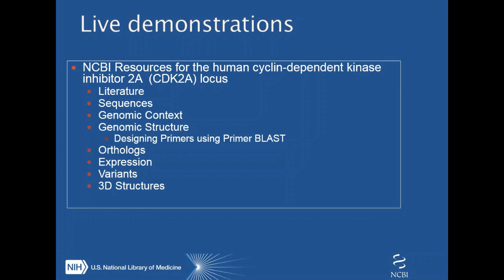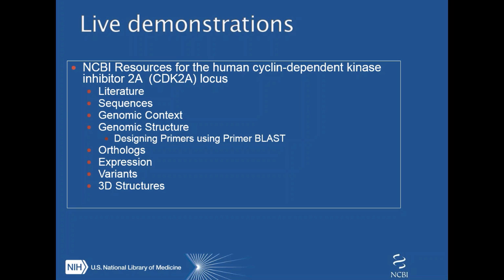Okay, so what I want to do now, hopefully with less technical problems, is to jump out of the slides here and to go into a web browser and do some live searches to show you a few things. So we're going to work with this gene that's called the cyclin-dependent kinase inhibitor 2A, CDKN2A, which is actually a complex locus that contains, in a lot of ways, two different genes. We'll talk a little bit about that.